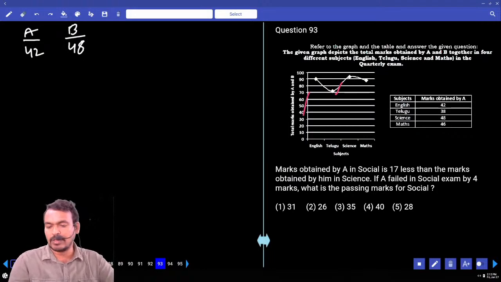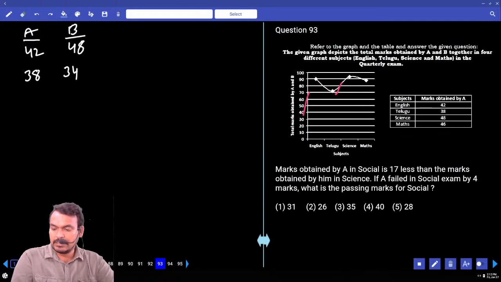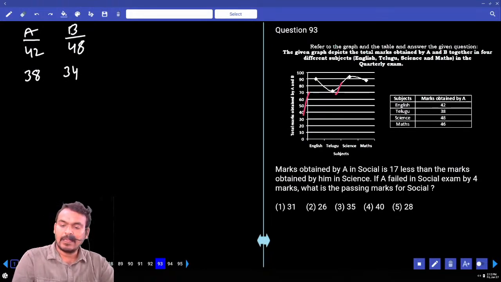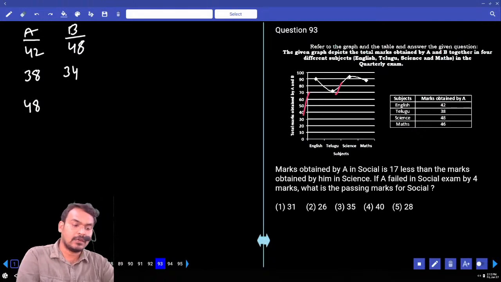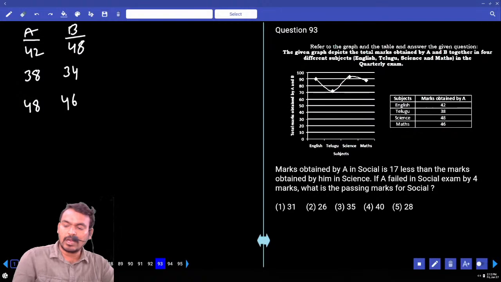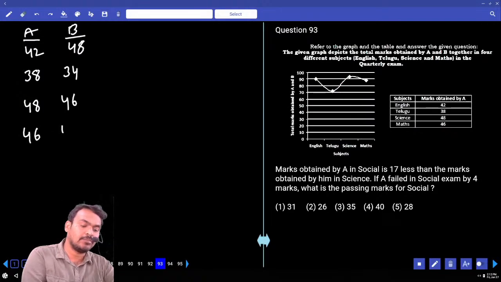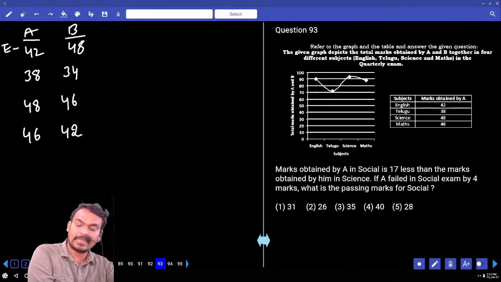In Telugu total how many marks? 72 marks. In that A will be 38. Remaining 34 are B. Next, Science total how many marks? 94. Out of 94 A will be 48. Remaining 46 are which one? B. Next, Maths total how many marks? 88. Out of 88 A are 46. B will be 42. First one English, second one Telugu and third one Science.